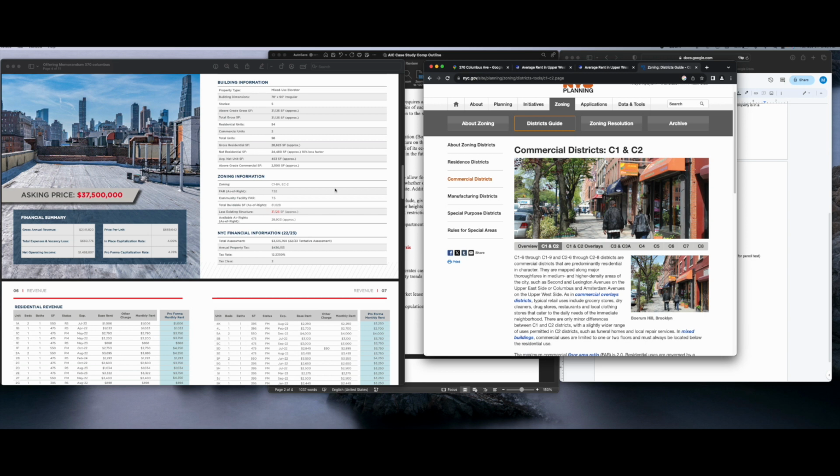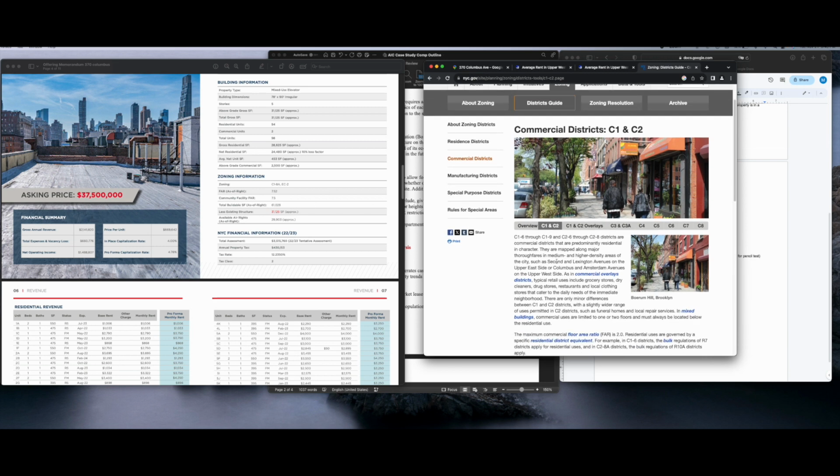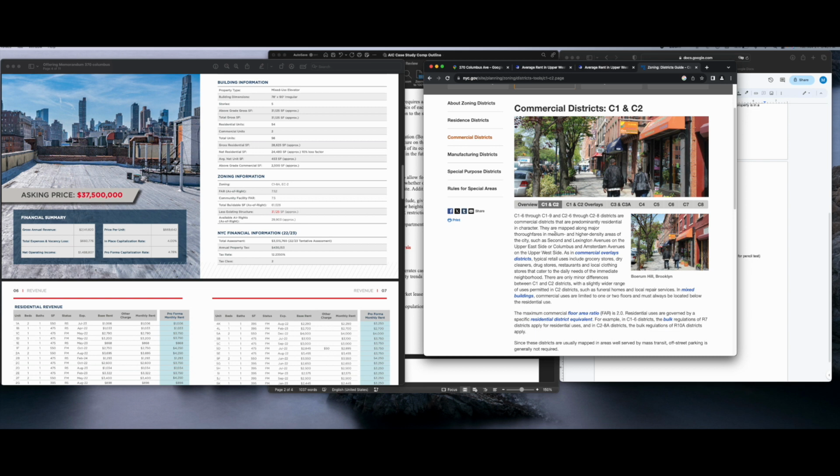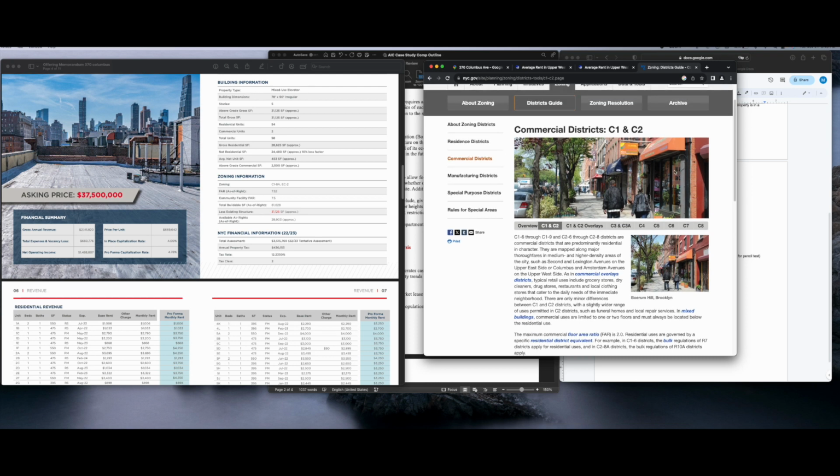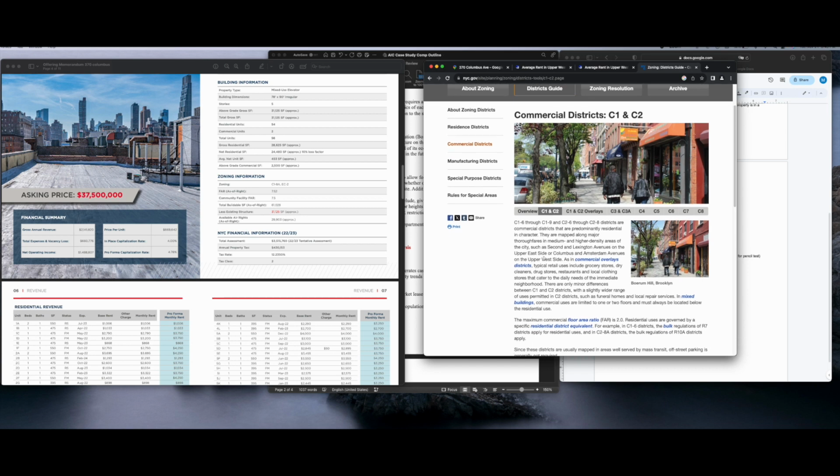So basically, C1 zone properties are commercial districts, predominantly residential above, but they do allow for retail use. So this is your typical storefront on the sidewalk or street level with apartments on top. Many of you guys living on Arthur Avenue, those are all zoned C1.